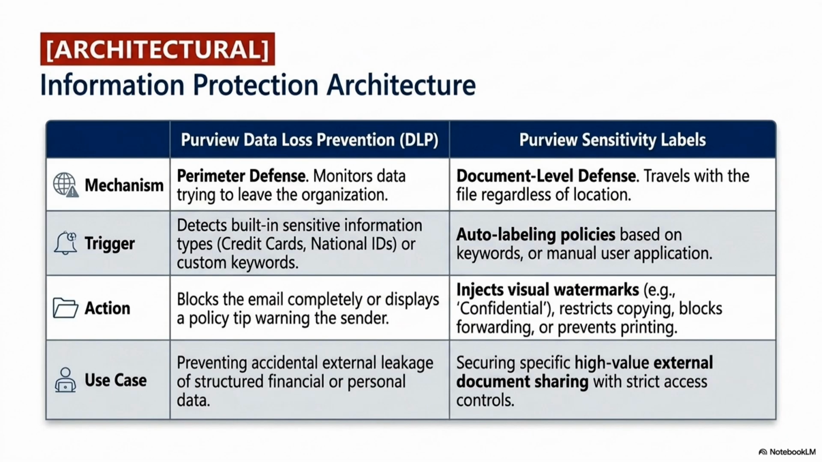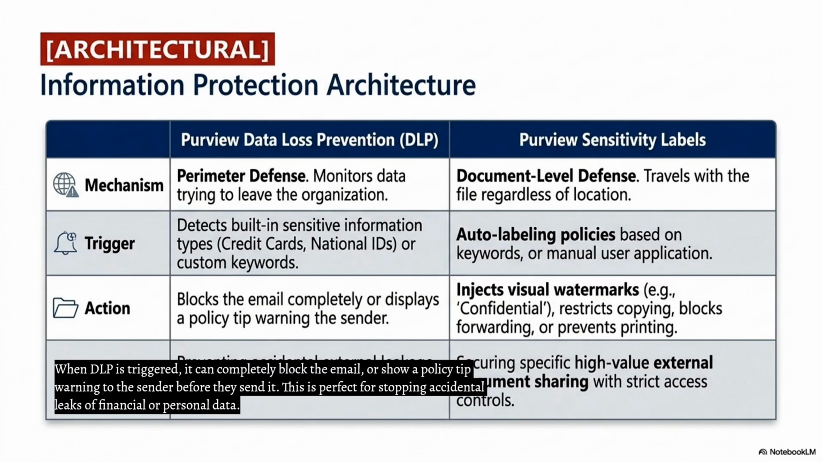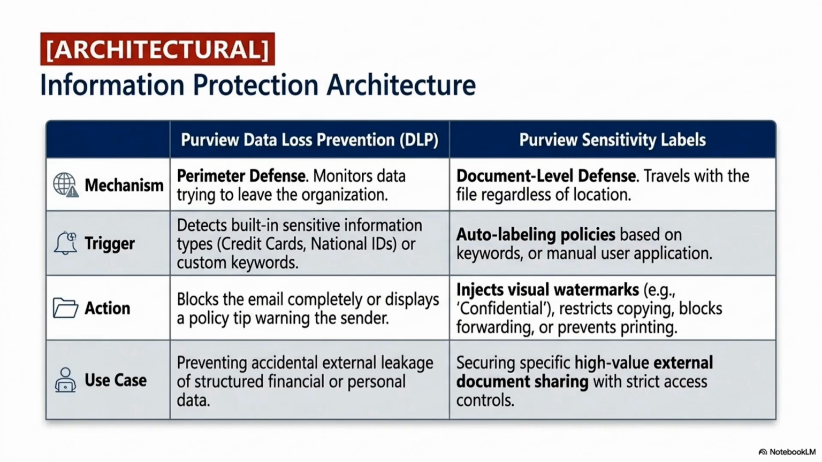Number 4, information protection architecture. Now we move into Microsoft Purview, and especially 2 features that often confuse people: data loss prevention or DLP and sensitivity labels. DLP works as a perimeter defense. It monitors data that is trying to leave your organization. It looks for built-in sensitive information types like credit card numbers, national ID numbers or custom keywords you define. When DLP is triggered, it can completely block the email or show a policy warning to the sender before they send it. This is perfect for stopping accidental leaks of financial or personal data.